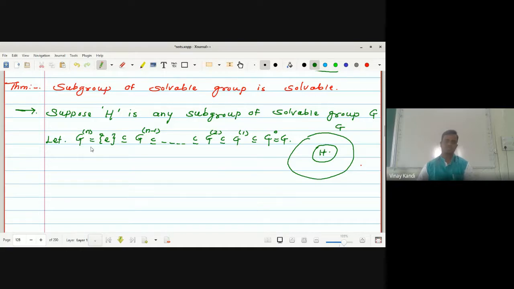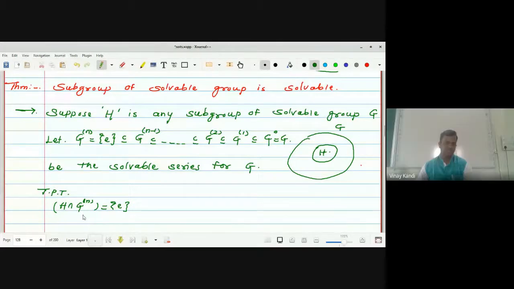That means there exists a sequence like this one, known as the solvable series for G. And we have to prove that H intersection G raised to n, the nth derived subgroup of G. Now tell me, what is the intersection of this one? What is G raised to n? Singleton {e}. Which is smaller, between H and G raised to n? That is singleton {e}. Is it correct?